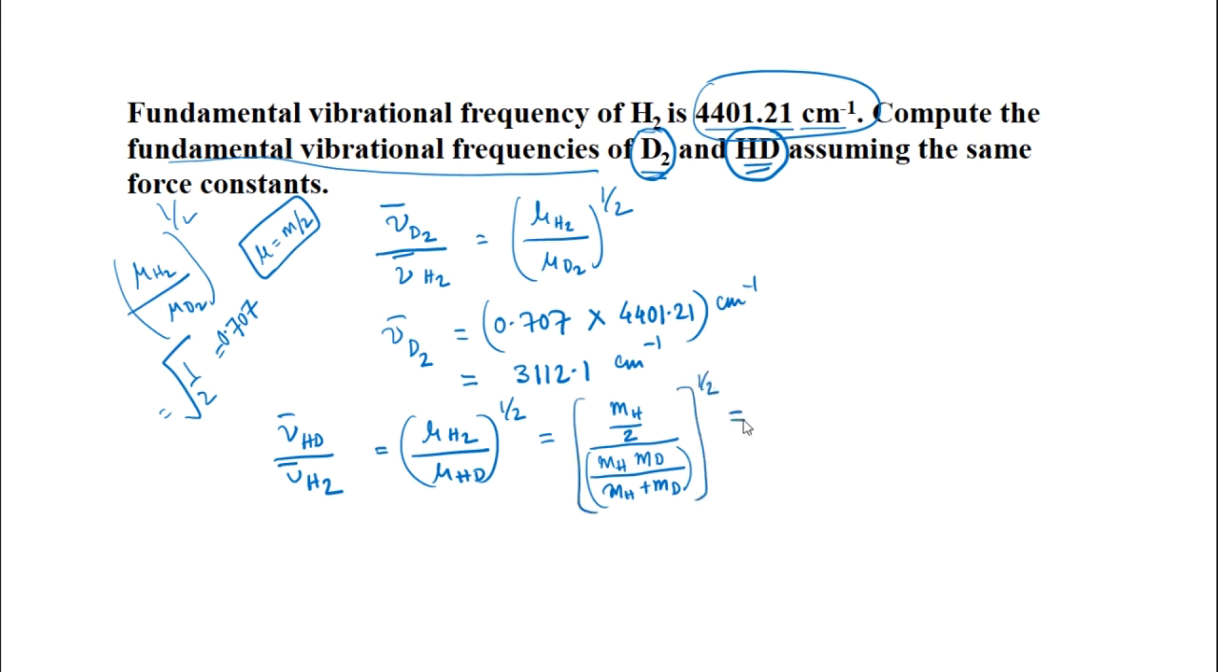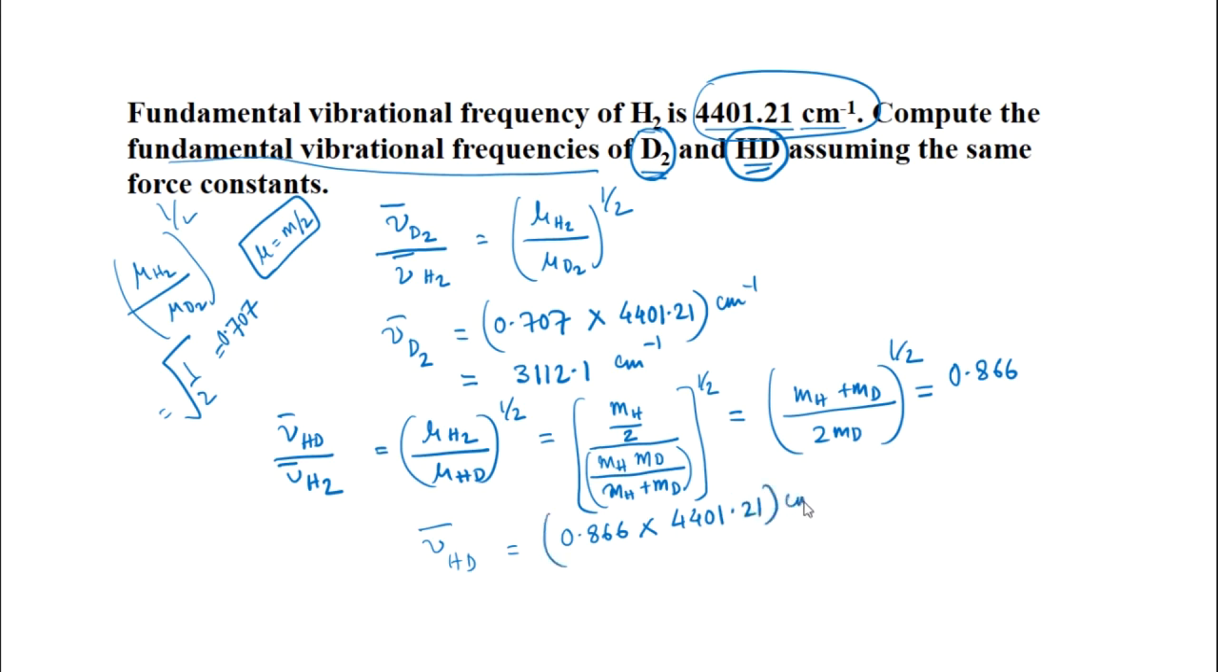So, if we simplify this, it becomes m H plus m D divided by 2 m D to the power half, and if we put the values, this expression will be 0.866. So, nu bar HD will be 0.866 times 4401.21 wave numbers. So, that will be 3811.5 wave numbers.